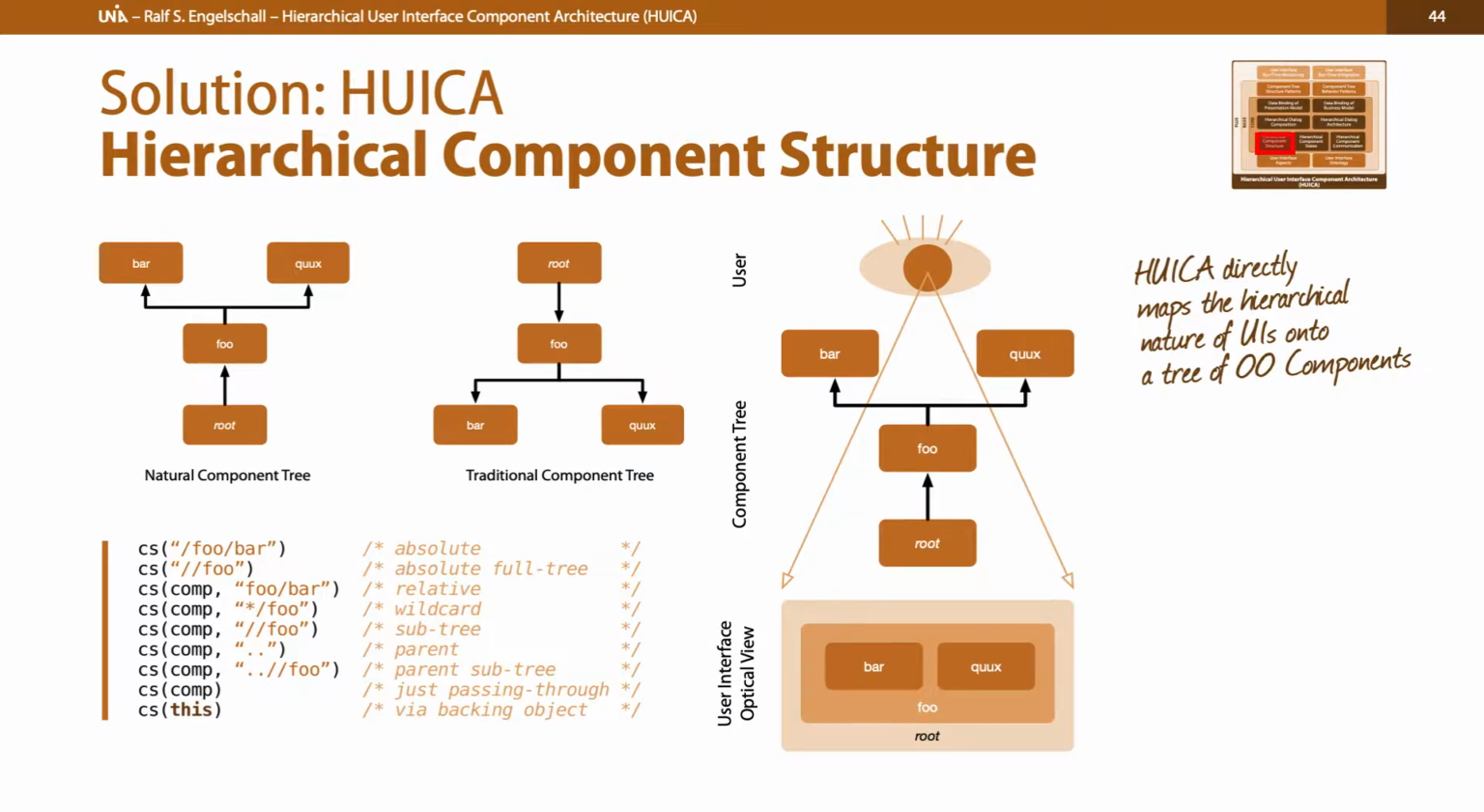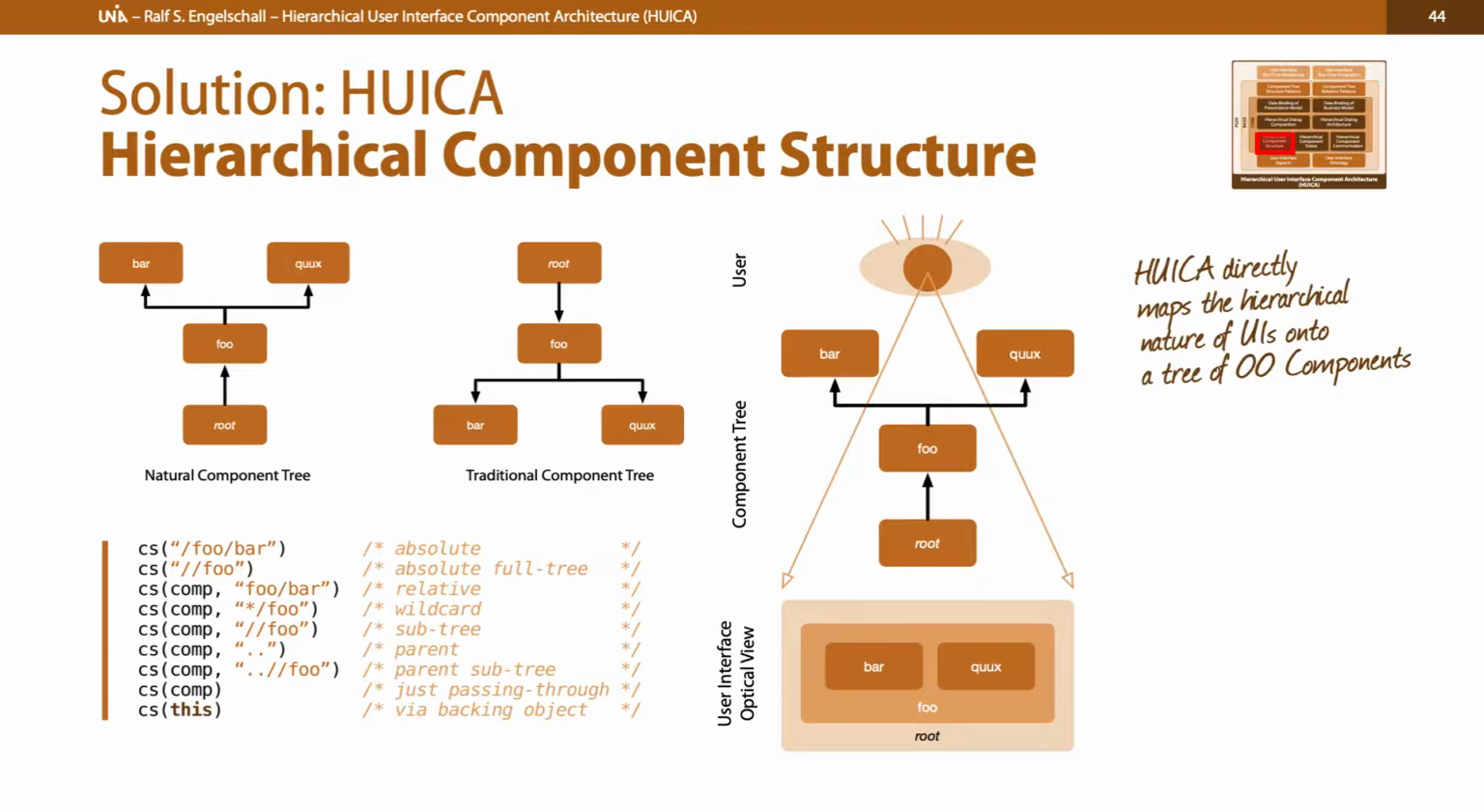Then HUICA talks about hierarchical component structure, because in HUICA we directly map the hierarchical nature of user interfaces onto a tree of object-oriented components. This tree can be shown in HUICA in the natural order, where the root is at the bottom and the leaf components are at the top. And it can also be shown in the traditional component tree visualization, where the root is at the top and the leaves are at the bottom.